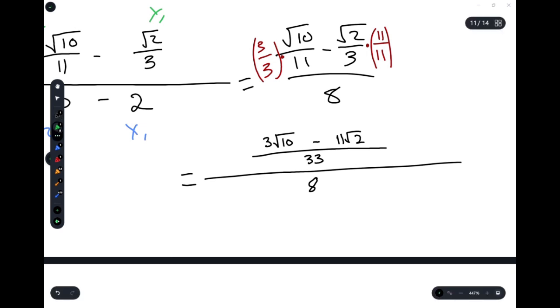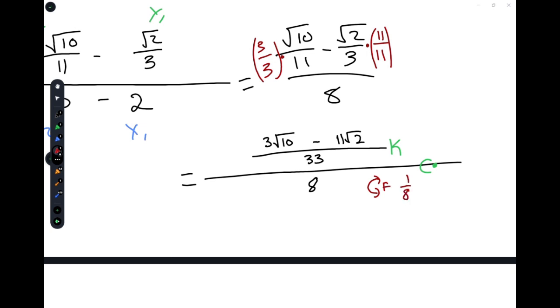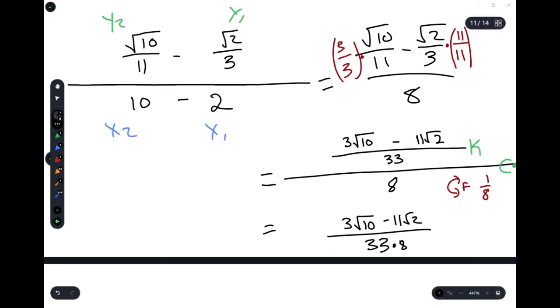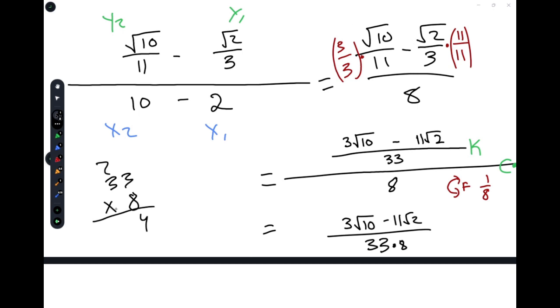Keep change flip. Keep the top fraction. Change the multiplication. Flip 8, and 8 turns into 1 over 8. So you end up with 33 times 8, which is 264.